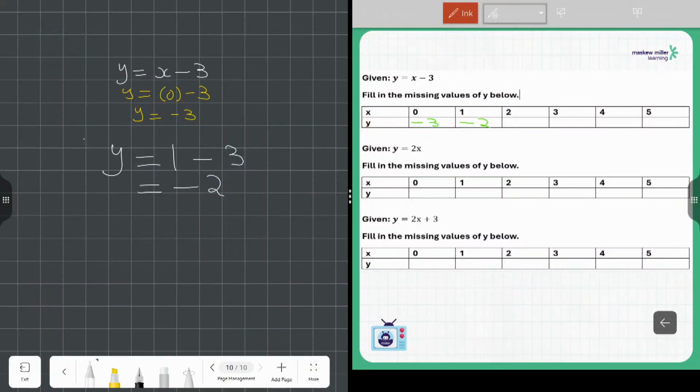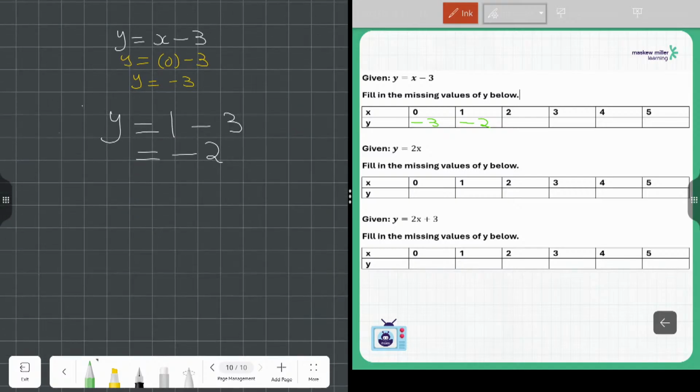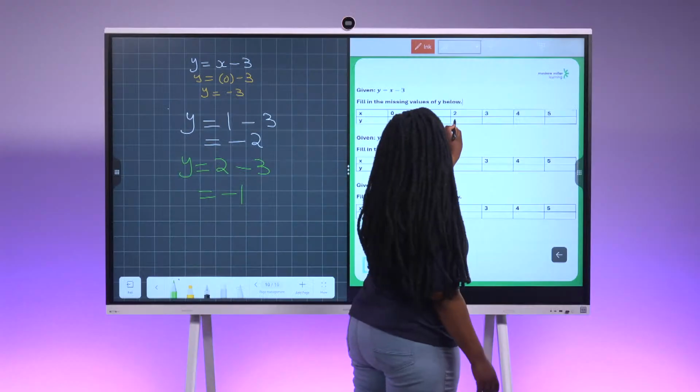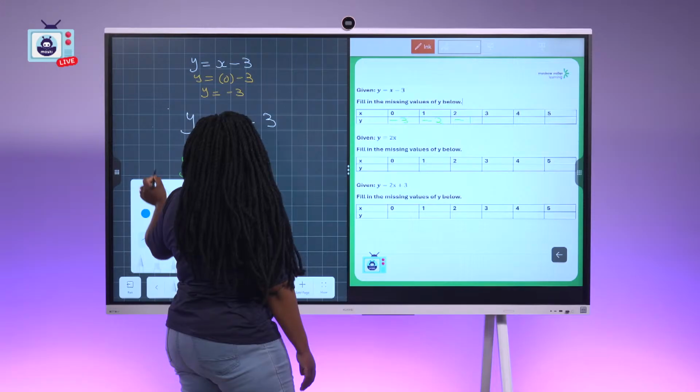You continue doing it like that until you get to the end. So we have y equals, and now we have 2. Instead of x, we put 2, then we subtract 3. That will be negative 1. It does look like we have a pattern, hey? So then we have negative 1. Continue like that.